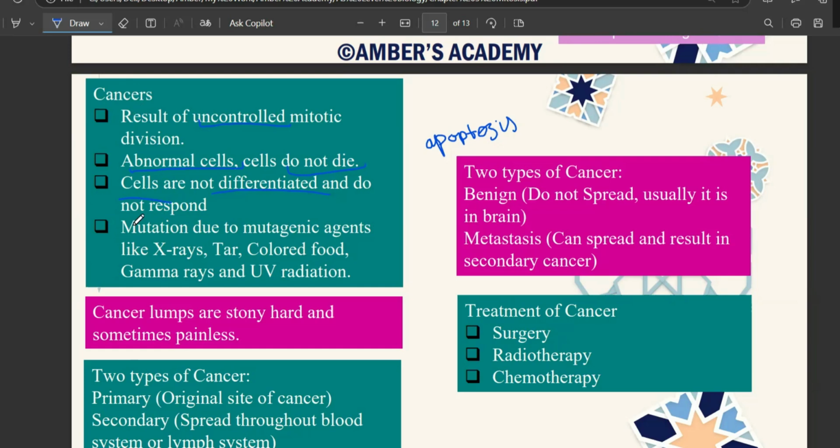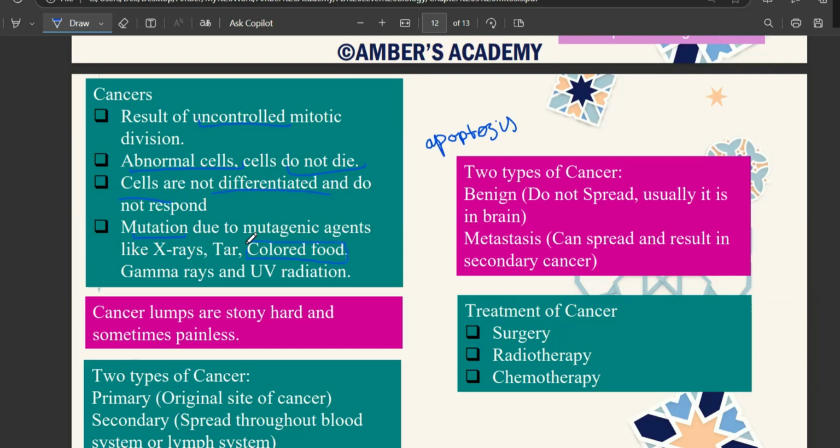how cancers occur. So you can write that it's a mutation oriented process where carcinogenic agents like X-rays or tar or colored food or gamma rays or excessive UV radiation can cause mutation, and they can result in your mitotic cell cycle being uncontrolled.